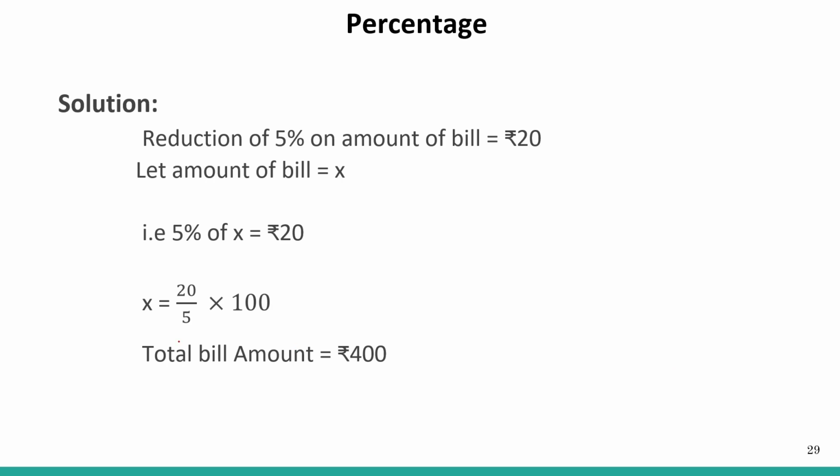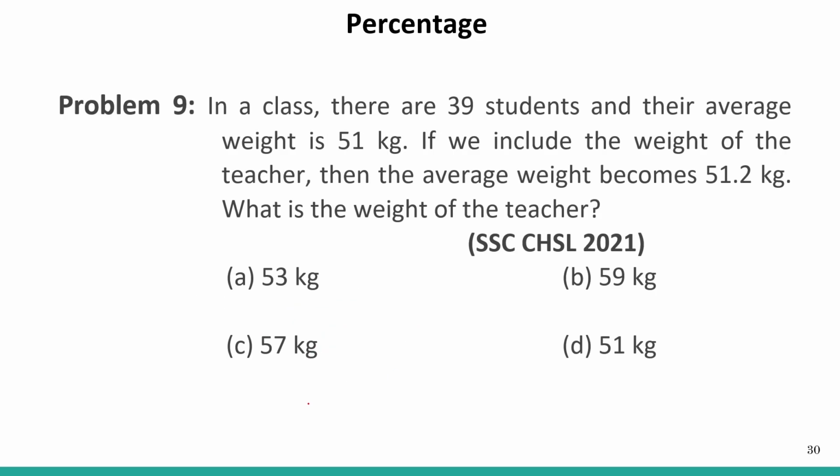So reduction of 5% on the amount of bill is equal to 20 rupees. Let the amount of bill be x. So 5% of x is equal to 20. So x is equal to what? 400 rupees. Okay. So let's see problem number 9.